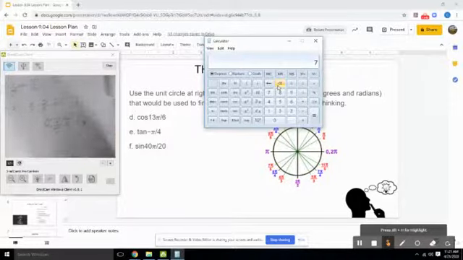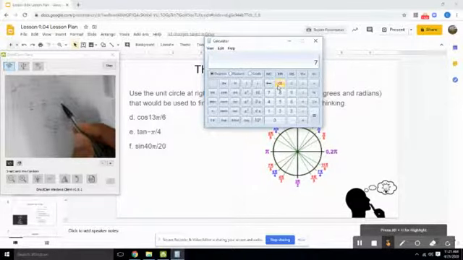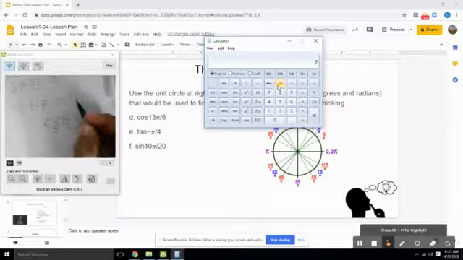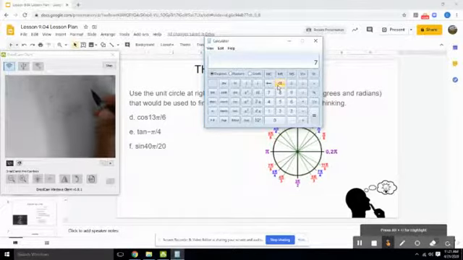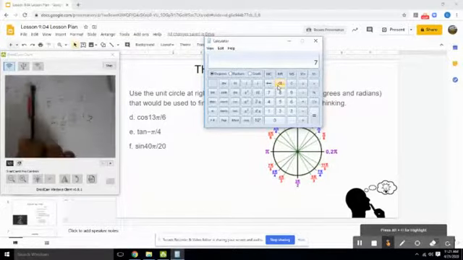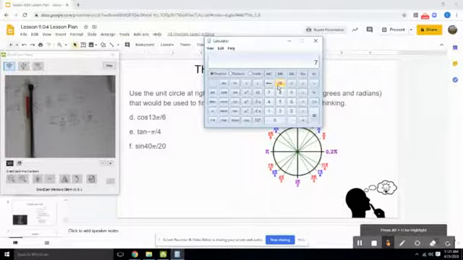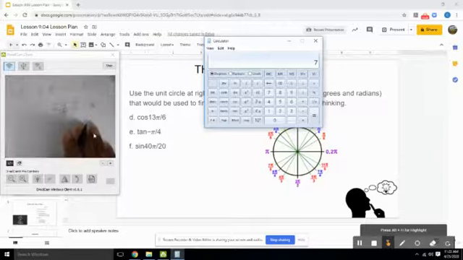over 4. Okay, so we should have 4 different answers. We should have the original negative 45 degrees and negative pi over 4. And we should also have the alternative, which would be 315 and 7 pi over 4, as radians. Now let's take our last one, part F.